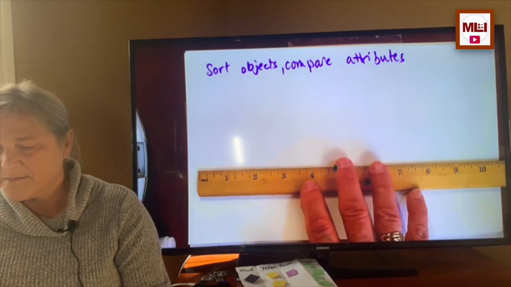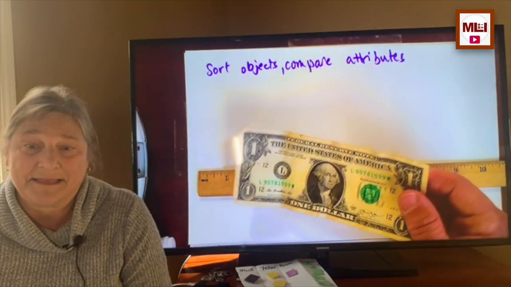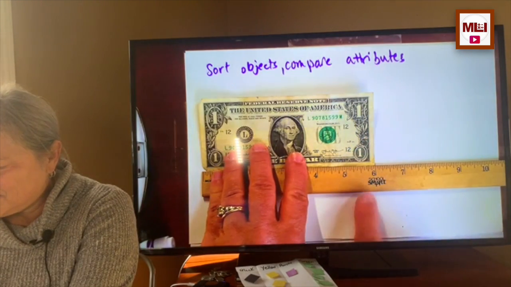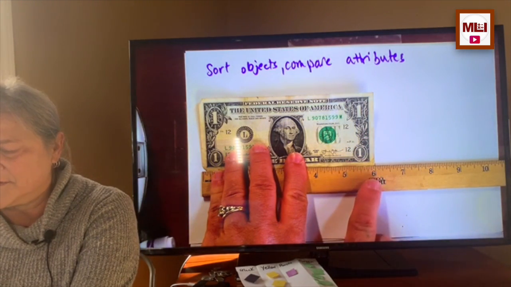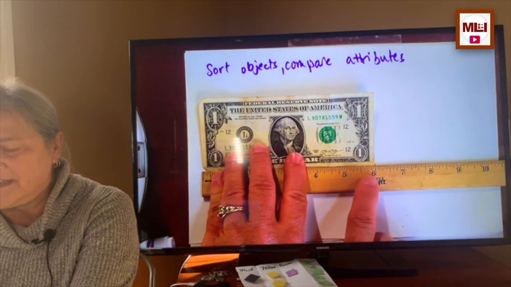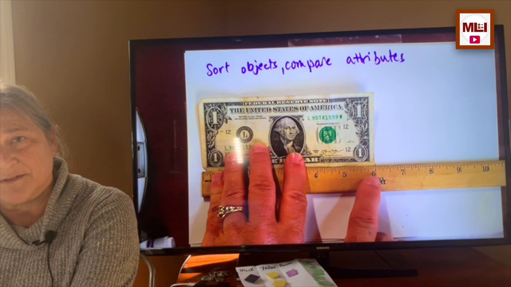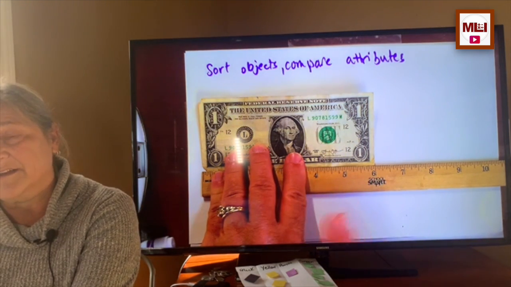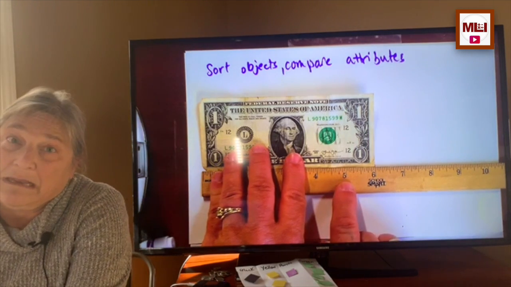But if you have, and I guess a lot of people don't have dollar bills now either because we all use plastic. But here's the cool thing. If you need to measure something, a dollar bill is 6 inches long. So we can measure things by dollar bills if we want an exact inch measurement.